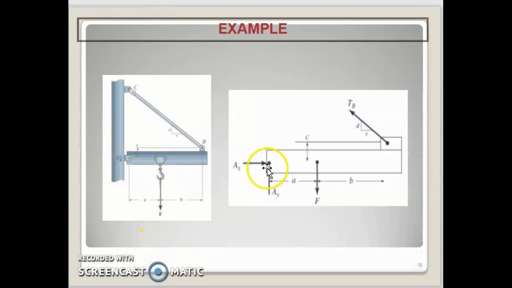Your outline shape is this shape, the shape that has all the forces: the weight of the structure itself, the reaction at the joint here, and the reaction at the support here. Also identify all the unknowns, which are Ax, Ay, and TB, and then do the analysis with the equations of equilibrium to find all the unknowns.